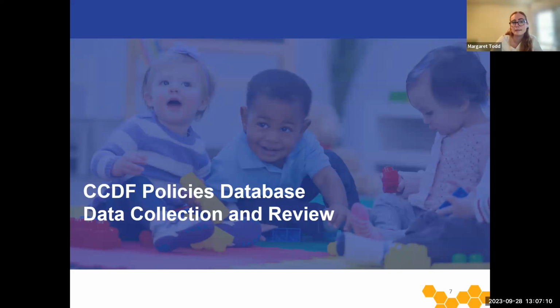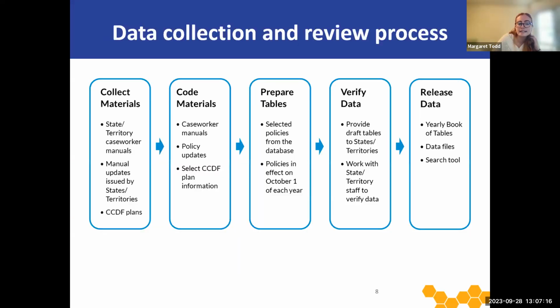So next, a little bit on our database collection and review process. The policies in our database are primarily coded from the state caseworker manuals and updates used to administer the program. We collect these materials on an ongoing basis so that we can capture the full policy details as well as the exact dates when the policies change. After collecting, reviewing, and coding the information in the database, which could generally take about 6 months, we then prepare a set of tables that show selected policies as of October 1 of the given year.